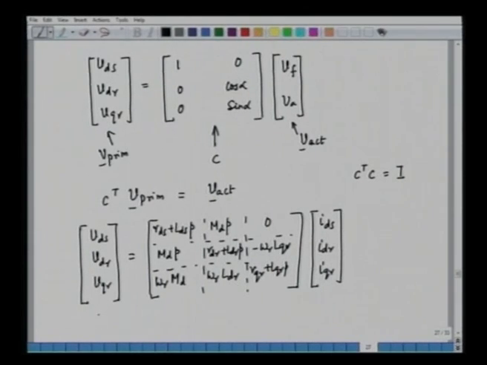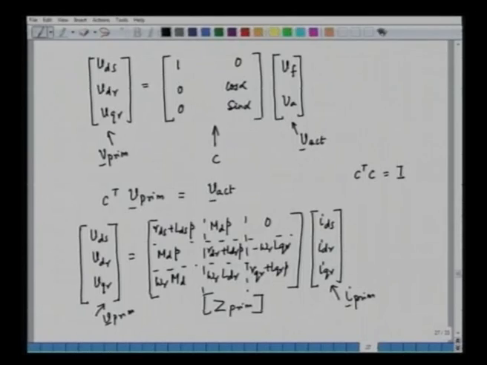So, this is your V primitive and this is I primitive and this is the Z primitive. Now, we want to have the equation in the actual variable. So, we have to use the transformation here. So, using the transformation we can transform this primitive equation into the equations of the actual variables.